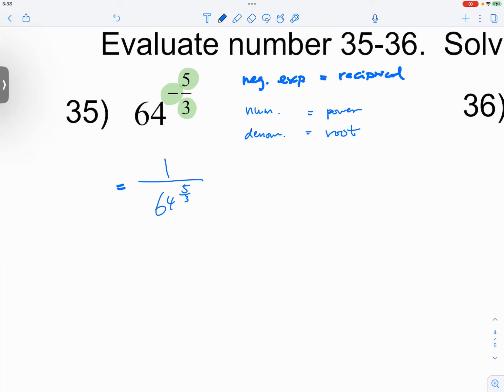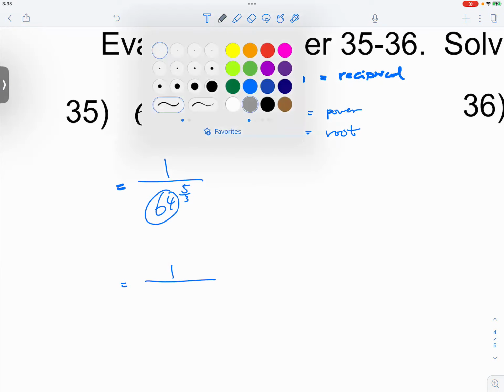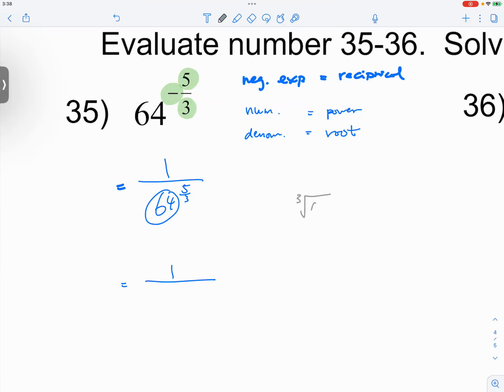Now, since we have a big number, 64 right here, we are not going to take care of the power first, because I have no idea what 64 to the 5th power is. It's going to be a big number, which I'm not interested in knowing at this point with our calculator. But I can do the root. And now this is the part you have to do. I strongly encourage you to do two things together at the same time. Just ask yourself, what is the cube root of 64? In your mind, with mental math, what is the cube root of 64? That will be a 4.